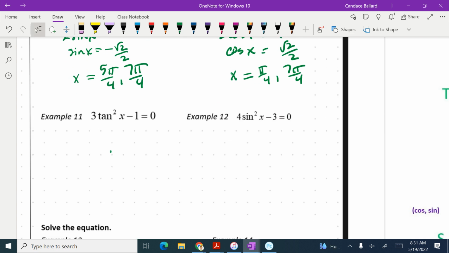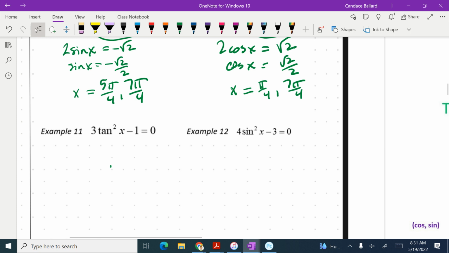All right, let's take a look at 11. Notice we got a little bit more complicated. Now we've got a squared on there that we have to deal with. Okay, we're going to still do the same thing we would if that was 3x squared minus 1. We're going to reverse all of our algebra. So what would I do first? Add 1. Okay, so let's do that. So 3 tangent squared x equals 1. All right, what am I going to do with this 3 now? Divide it over, so tangent squared equals 1 divided by 3.